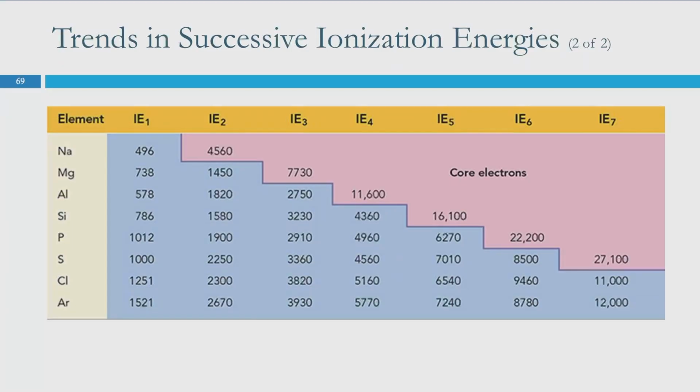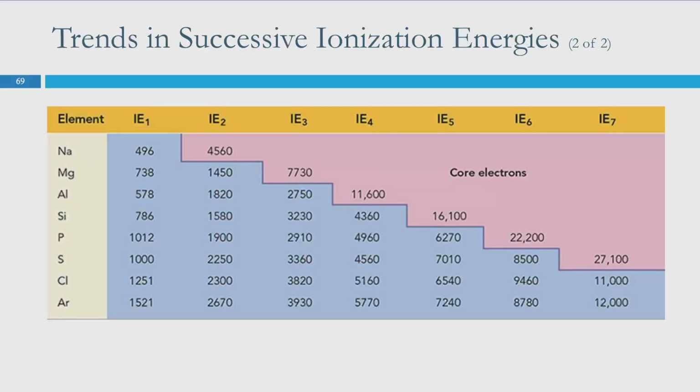Here's a table. This table shows us on the left side the different elements. This is our period 3 and our ionization energies for the 1st through 7th electron removed. You can see in the blue, these are just the valence electrons, the outermost shell, the n equals 3 shell. And our core electrons, the first one is shown in this pink section.